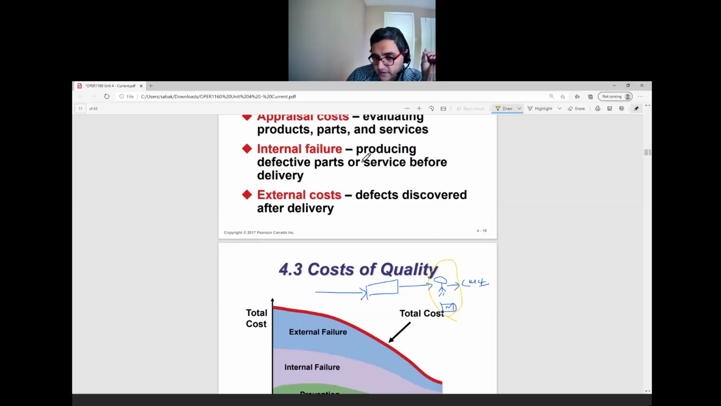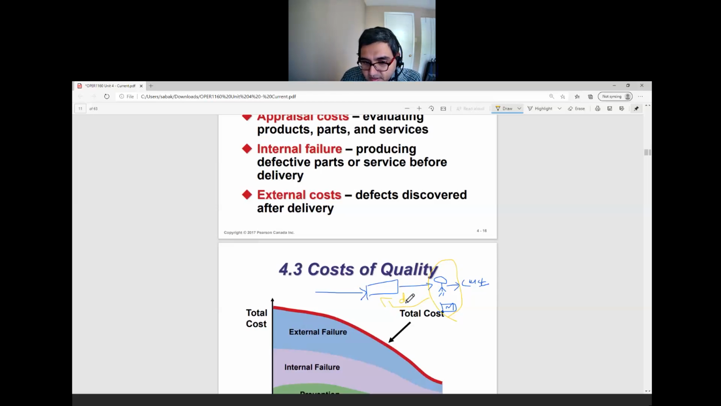The internal failure refers to, for example, an item which is coming here, and if the quality manager finds that the material has a defect, he is preventing that material from reaching the final customer. If there is a defective piece, it is sent back to the process here and then repaired, and necessary modifications are made.